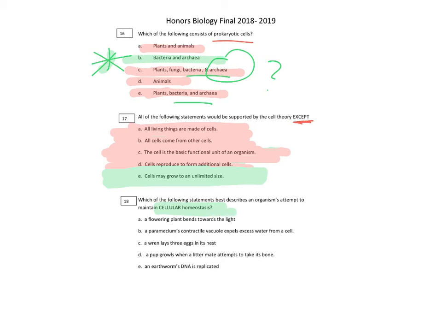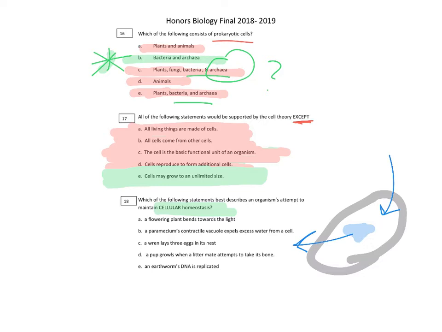A flowering plant bends towards the light. Maybe, but it doesn't sound like it's at the cellular level, is it? A paramecium's contractile vacuole expels excess water from the cell. Well, think about what that means. Paramecium, a single-celled organism, has a contractile vacuole inside that holds water. So why would it put water out? Because too much water is coming in. You're out of balance, right? So this contractile vacuole has to squeeze or close and kick water out to balance the water coming in. Otherwise, the cell will explode. This is a problem for freshwater organisms. We talked about this when we talked about a contractile vacuole and what it does.